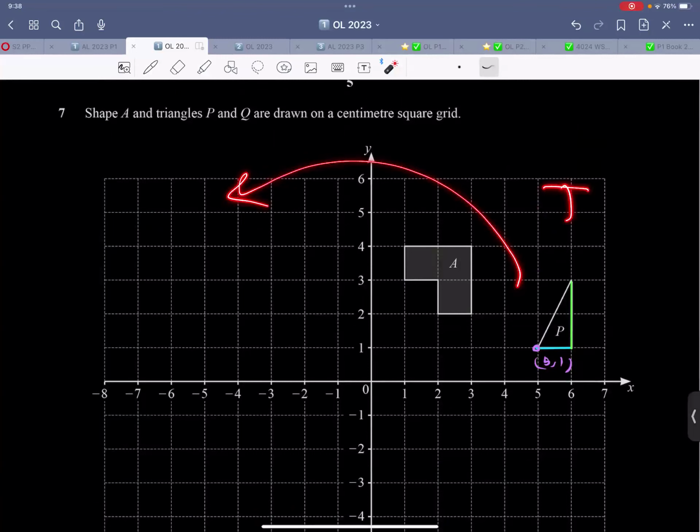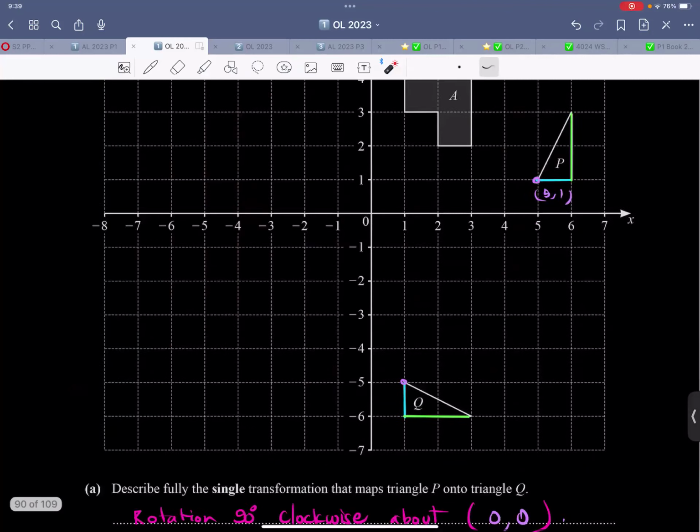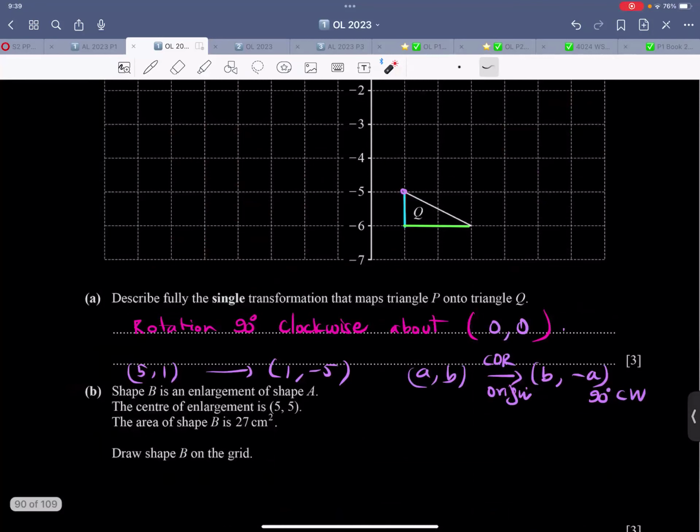Similarly, if we are going from the first to the fourth quadrant, the coordinates flip again: (A, B) becomes (B, A), but now the x coordinate is negative, so it becomes (minus B, A). And then there are rules for 180-degree rotation and things like that.